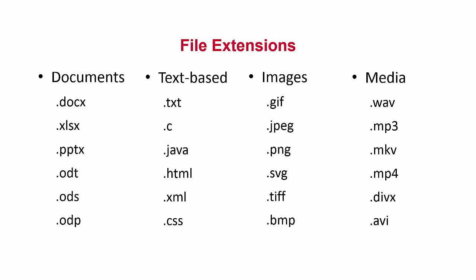Here are some common file extensions. On the left-hand side, we see file extensions associated with documents. The top 3 represent files for Microsoft Office. The bottom 3 represent files for OpenOffice, an Office Suite application that is free to use. In the next column, we have text-based files. These files can be opened up by a variety of programs, and the contents can be read very easily. Next, we have images, such as GIFs, JPEGs, PNGs, as well as other images. And in the rightmost column, we have media files, such as audio and video files.